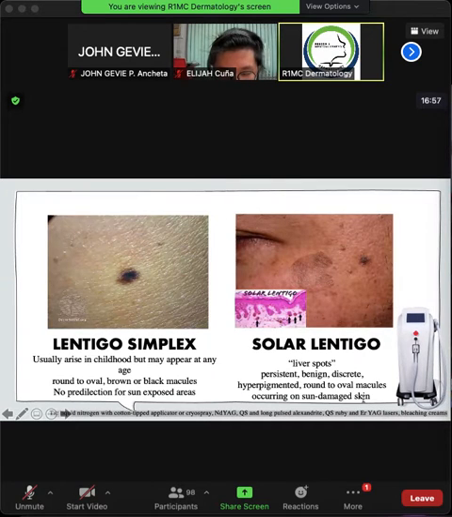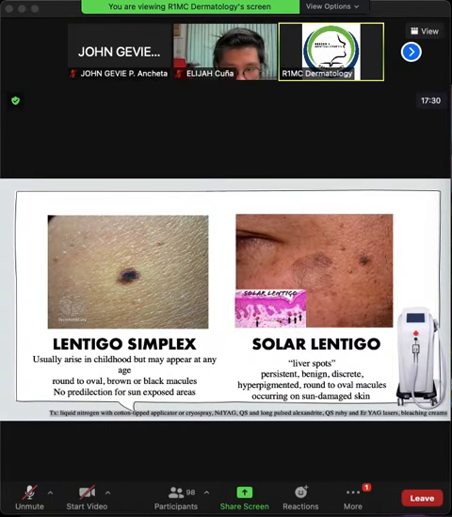Another is your lentigo simplex. So these lesions occur as sharply defined round to oval brown or black macules, and usually they arise in childhood but may appear at any age. So there is no predilection for areas of sun exposure, and histologically you would actually note hyperpigmented basilar keratinocytes and increased melanocytes in the basal layer.